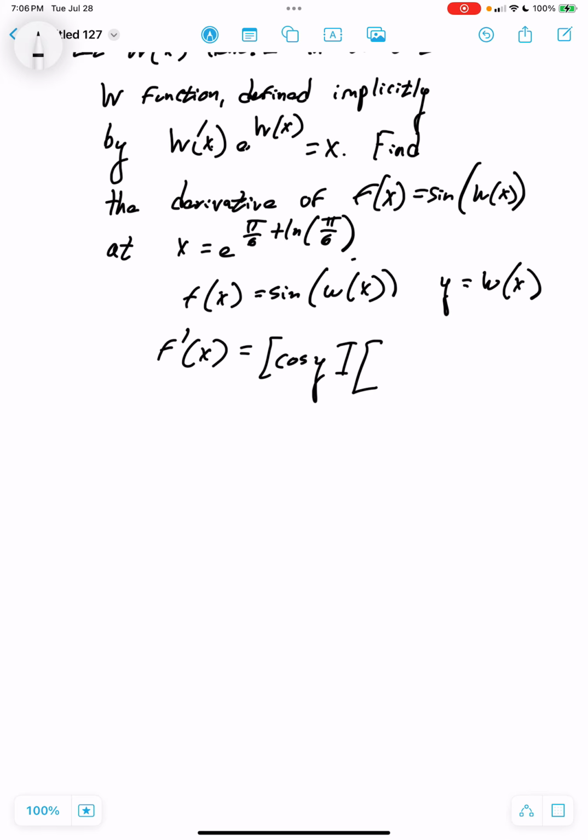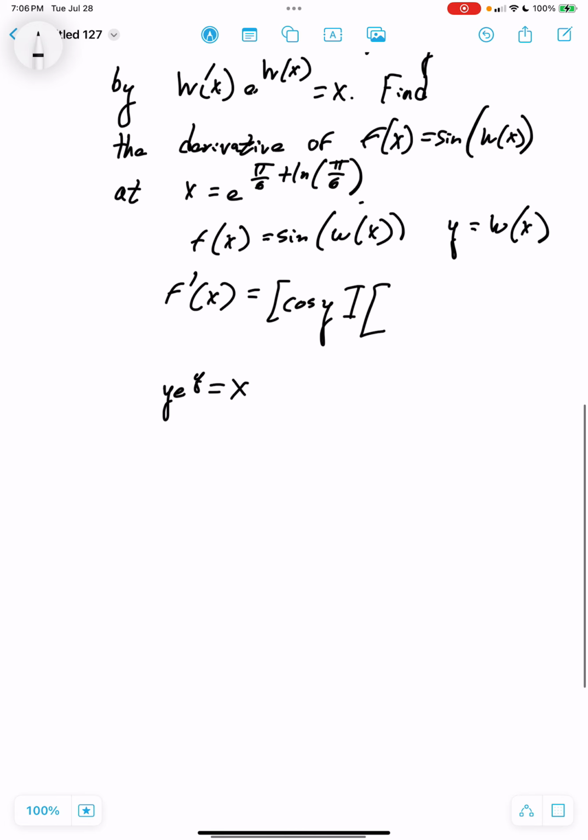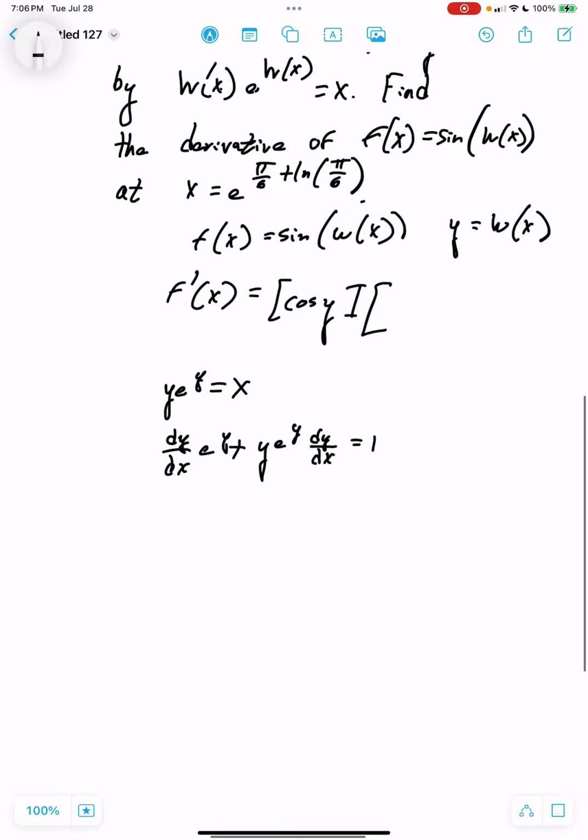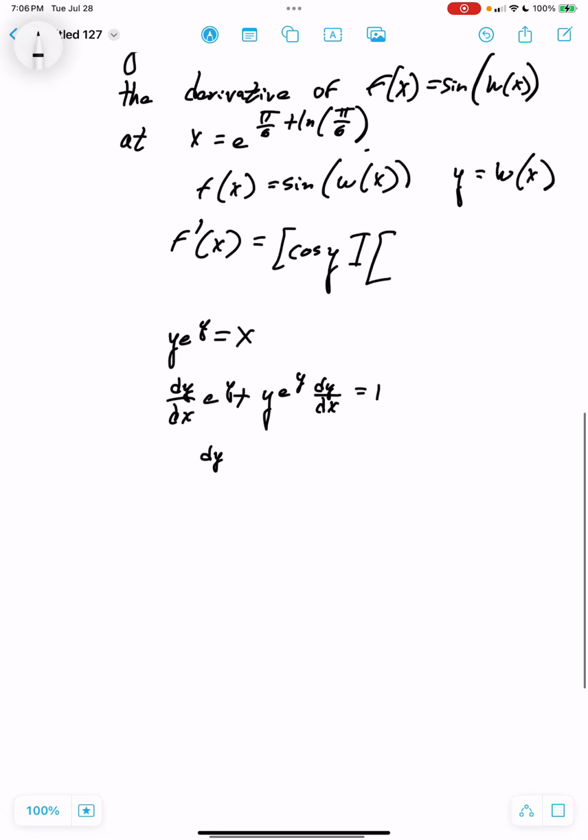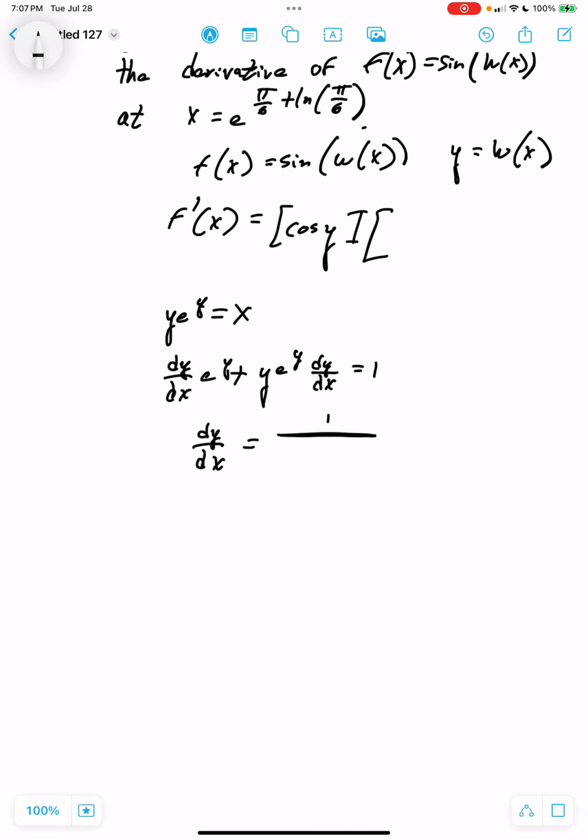Now I can get the derivative of W(x) from how it's defined implicitly. I have y e^y = x. So the derivative of the first is dy/dx times the second, plus the first times the derivative of the second, equals 1. And therefore dy/dx will equal 1 over e^y times (1 + y).